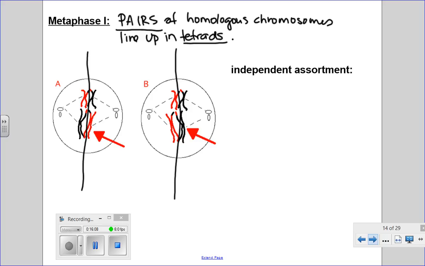I don't just have my chromosomes lining up one at a time along the equator. I have them lining up in pairs so that I have a bunch of tetrads. A tetrad is really, really distinctive. If you see a group of 4 in a row, you are definitely in meiosis 1. You are not in mitosis. You are not in meiosis 2. So the tetrad itself is very distinctive.